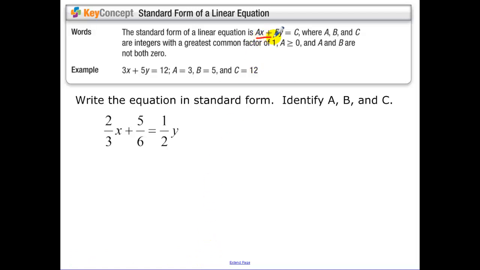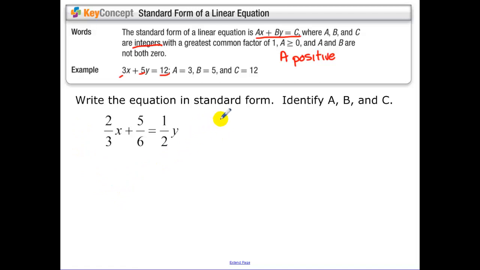Ax plus by equals c, where a, b, and c are integers with the greatest common factor of 1, so they all need to be essentially reduced, and a is greater than 0. Another way to think about it, a has to be positive. And a and b are both non-zero. So in our example here, 3x plus 5y equals 12, we have a, we have b, and we have c.